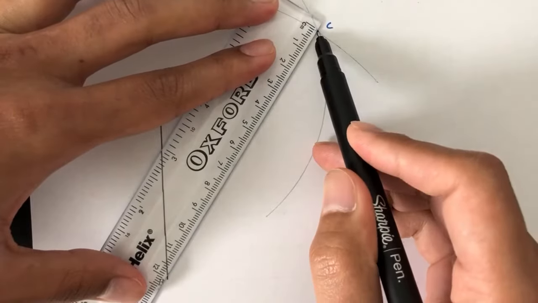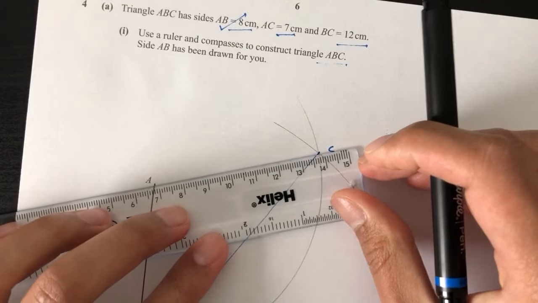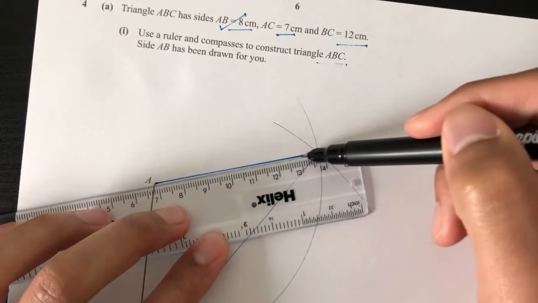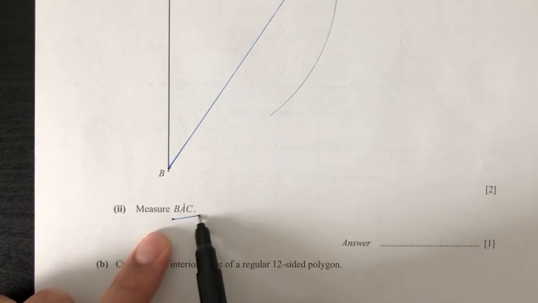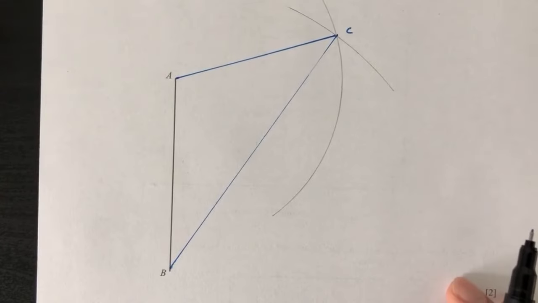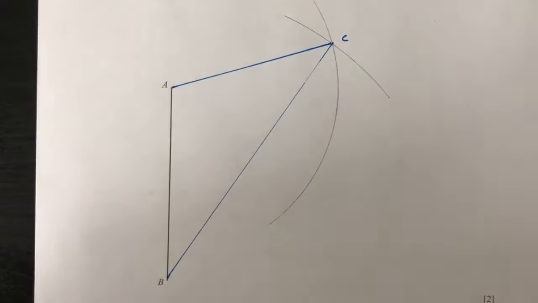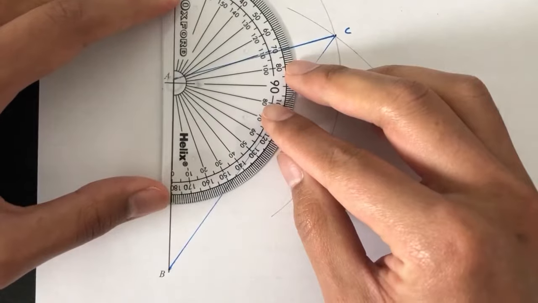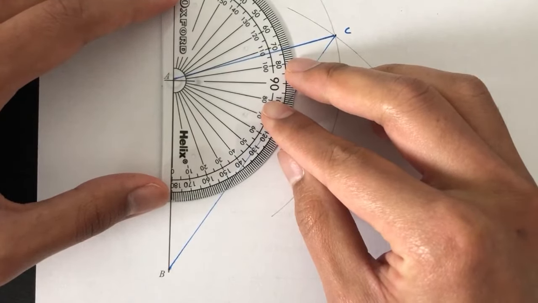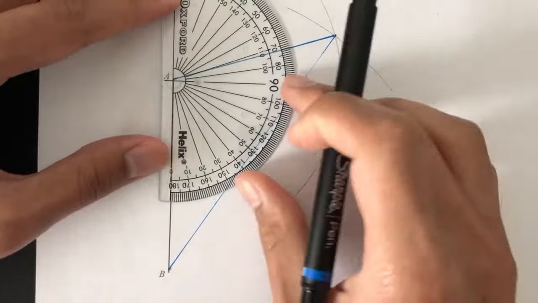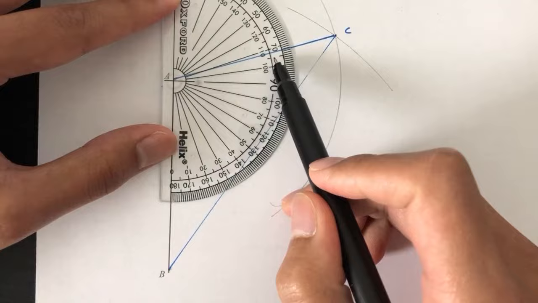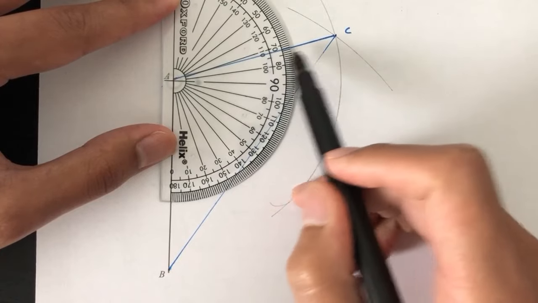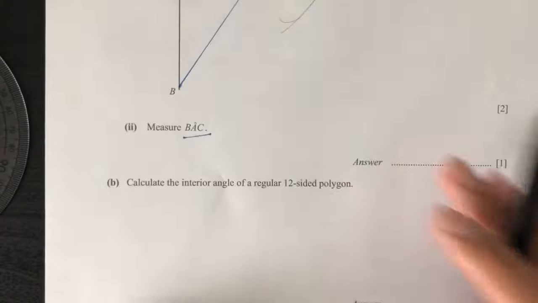Question part A, pretty straightforward, and that is pretty easy. So that is easy marks. Okay, so now part 2, measure the angle BAC. So angle BAC will be this angle. So we have to go here, and then read. So for this one, I have 108. So I have 108 for the value of BAC.